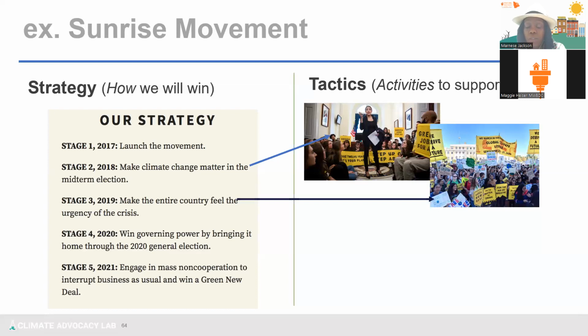And this is a series. So can you give me why did this work for them? Why did Sunrise Movement's strategy and their theory of change work? Why do you think it worked? As I was laying out their timeline, as you can see on the screen.